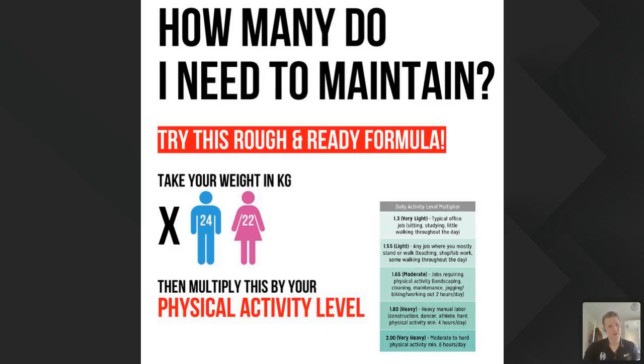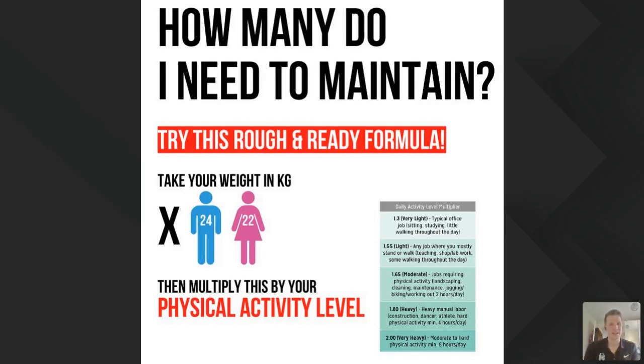Then multiply this by your physical activity level. I don't know if you can see that well enough there, but your physical activity level is typically a rating, usually given anywhere between 1.1 all the way up to around 2. And this multiplier is all based upon how active you are in general over the course of the day. So as you can see, 1.3 would be very light, just a typical office job, sitting, studying, little walking throughout the day. You're not doing much whatsoever, and therefore you're not burning many more calories above what you would burn just from lying in bed all day.